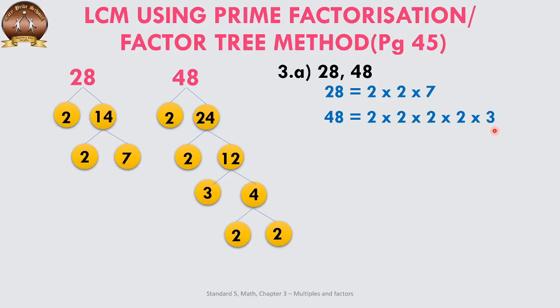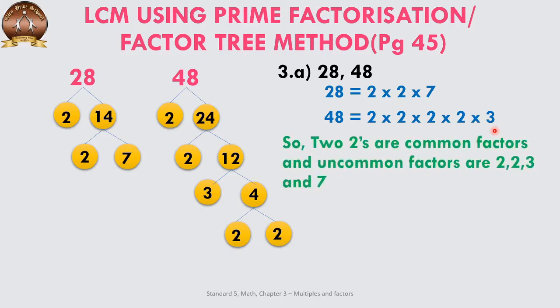Now what is the next step? The next step is to find the common numbers. What are the common factors here? This 2 and the other 2. There are two 2's which are common. And otherwise the uncommon factors are 2, 2, 3 and this 7. So we have written that two 2's are common factors and the uncommon factors are 2, 2, 3 and 7.